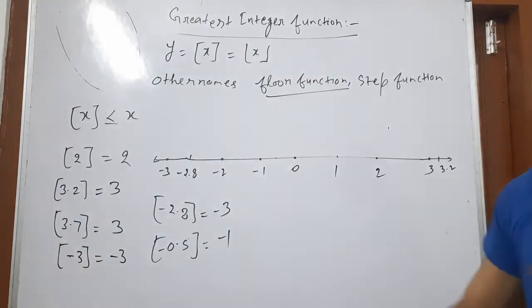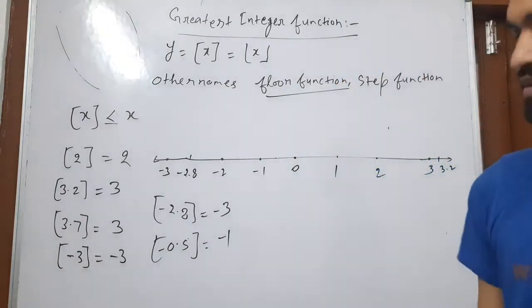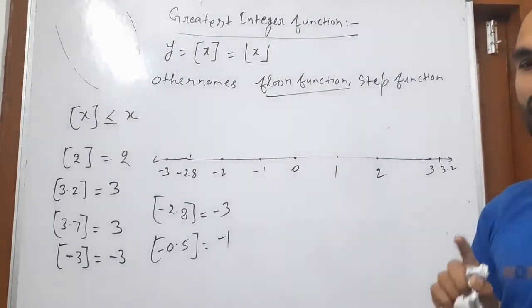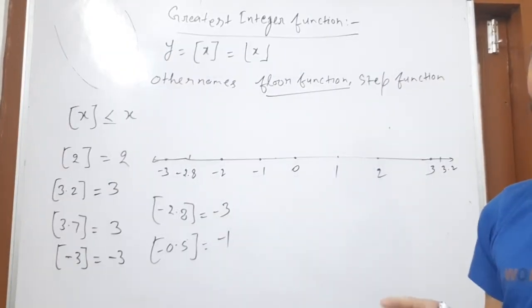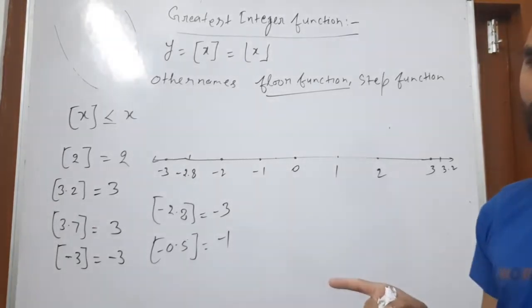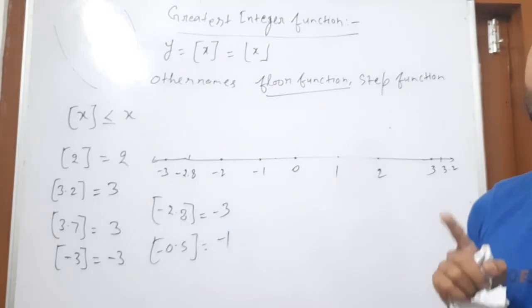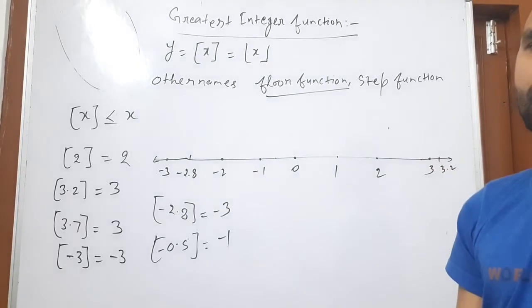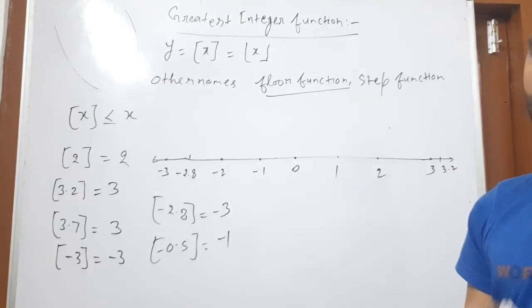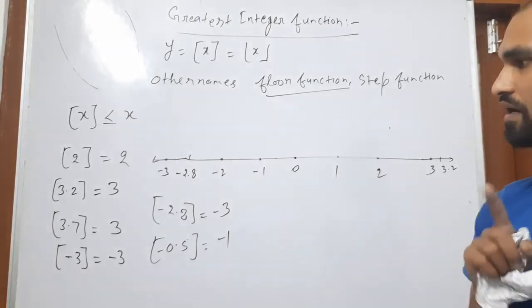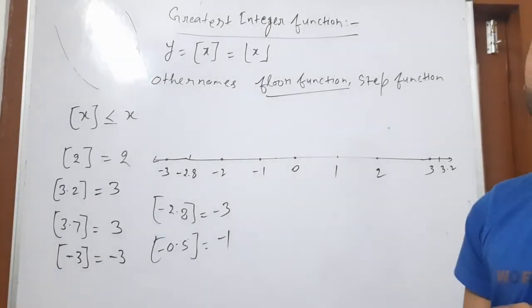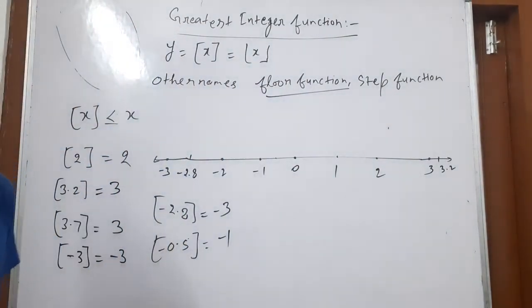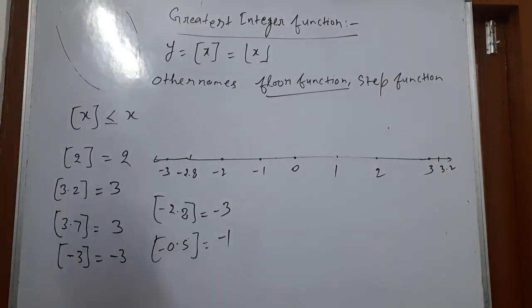So you can find any greatest integer value on the basis of that trick: always write the left side integer value for a fraction, and for an integer there is no change in the value when x is an integer. In the fraction case just write the left side value. You will never be confused when writing the value of the greatest integer function. Okay, now we should go towards the graph of the greatest integer function.